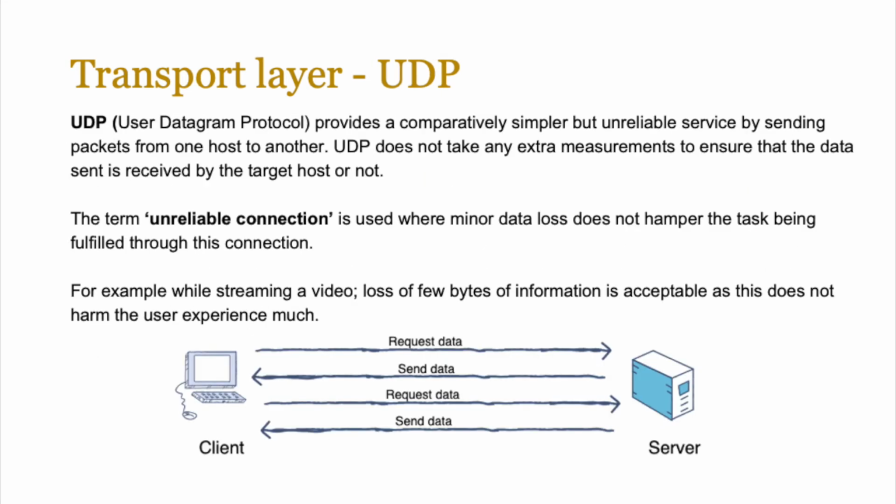UDP, on the other hand, provides a comparatively simpler but unreliable service by sending packets from one host to another. It doesn't take into account any extra measurements to ensure that data sent is received by the target host or not. The term unreliable connection is therefore used where minor data loss does not hamper the task being fulfilled through this connection. So think about video streaming and those kind of things. The loss of a few bytes of information is acceptable as this does not harm the user experience very much. So the process is exactly the same, request and send data, but we don't frankly care about error checking. So if there are a few packet losses in there, that's okay.